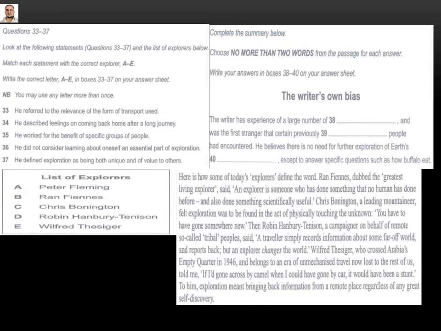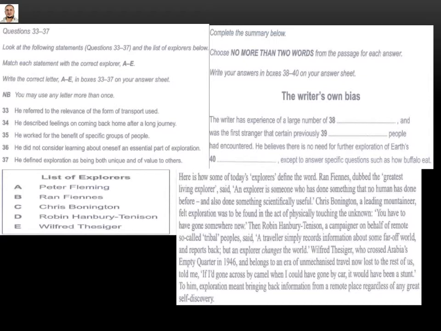Let's go back to make sure. Robin Hanbury-Tenison, a campaigner on behalf of remote so-called tribal peoples. That means 35, he worked for the benefit of specific groups of people. Yes, that's the right answer.